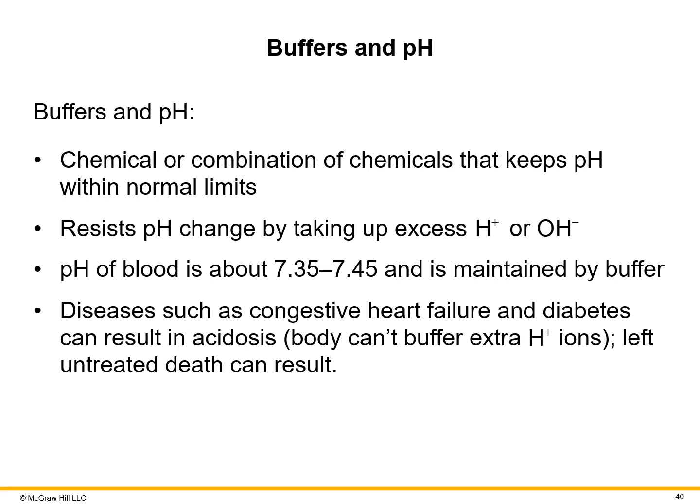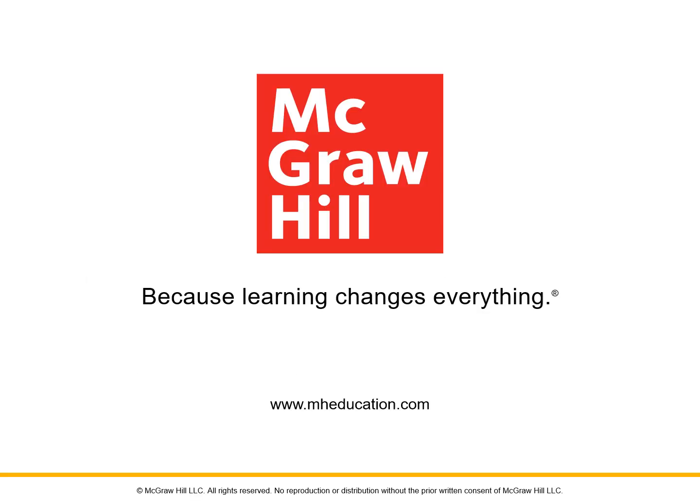Then you have some diseases like congestive heart failure and diabetes that can result in what they call acidosis. That means the body can't buffer out those extra hydrogen ions, and if you don't treat that, then you could die. So it's all very important to be balanced. And that is the end of this lesson. So I tried to keep this one kind of short.